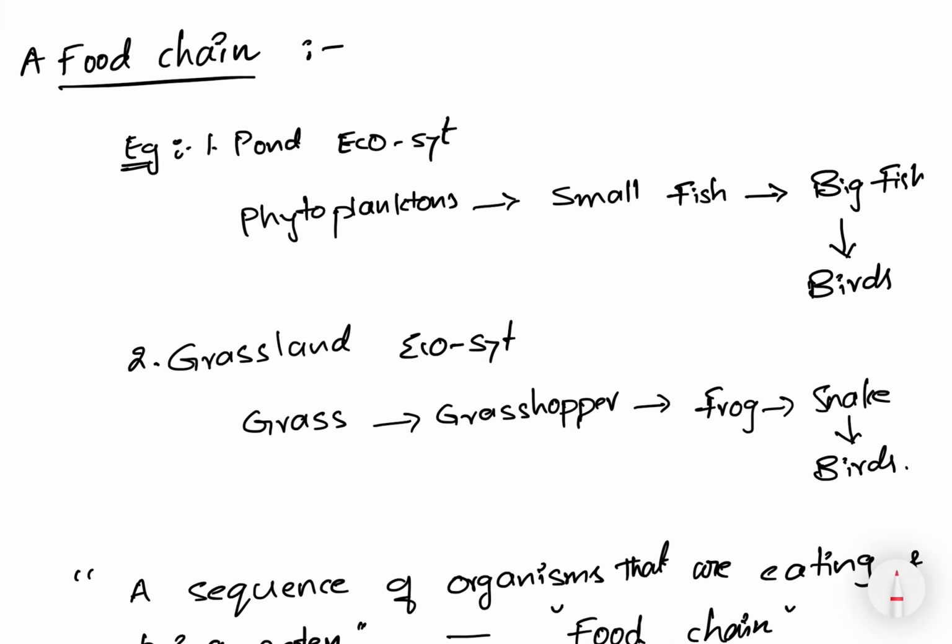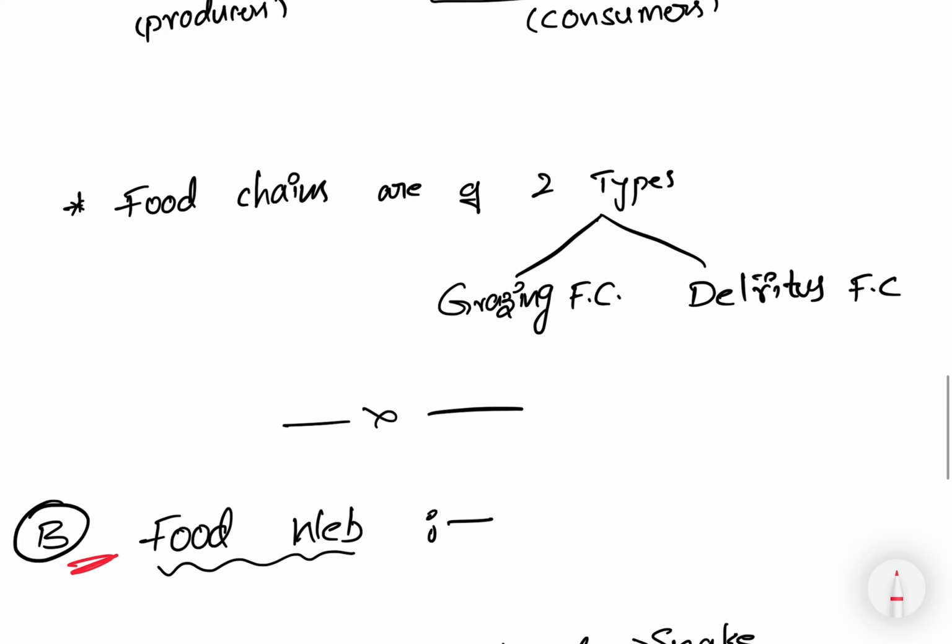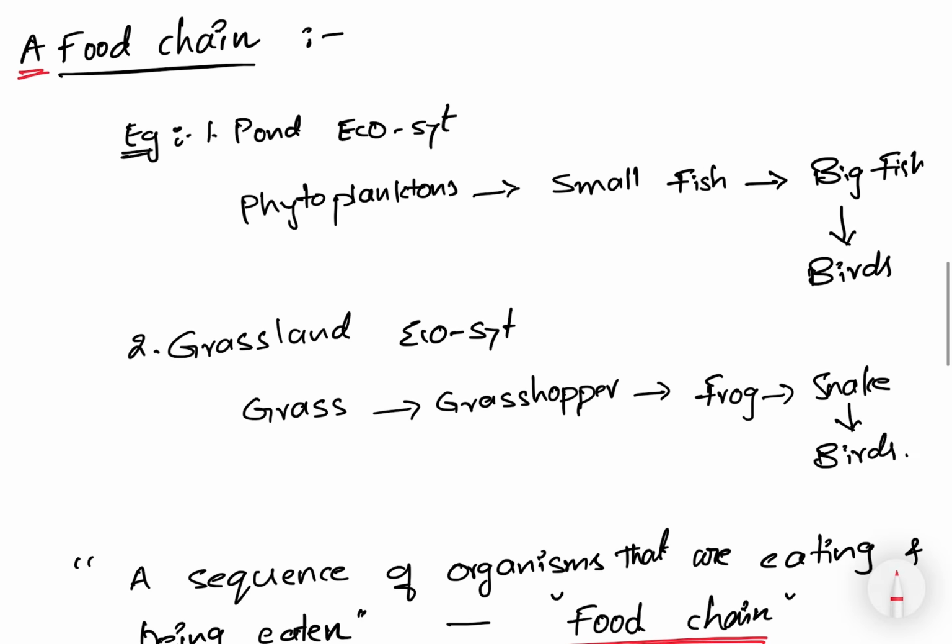Hi friends, today we will discuss food chains and food webs. As we all know, food chains and food webs play a very important role in any ecosystem. For the transfer of food and energy, we need to understand the basic concept of a food chain as well as a food web. If you look at the screen, there are two examples. Number one is a pond ecosystem, another one is a grassland ecosystem.